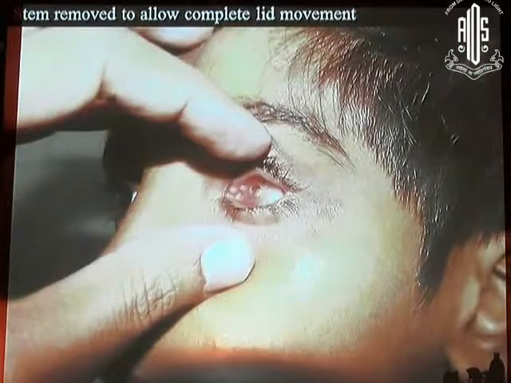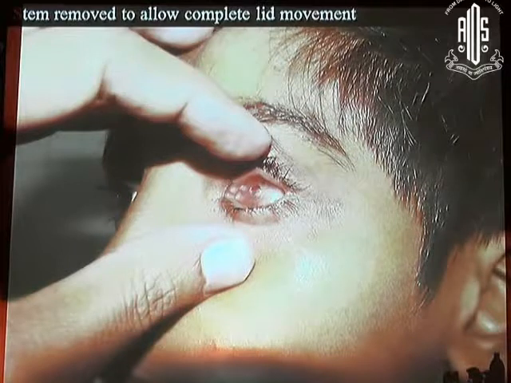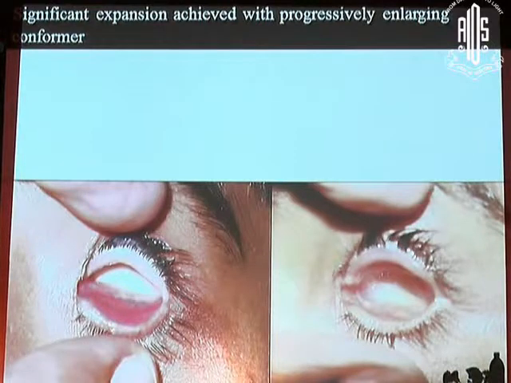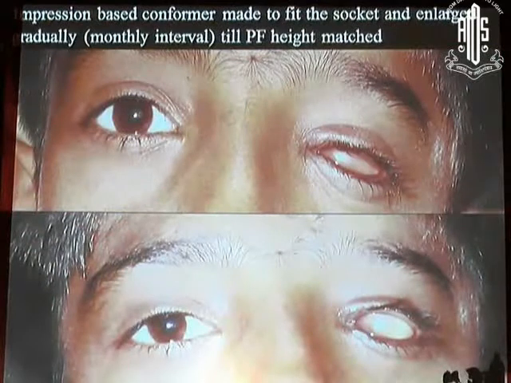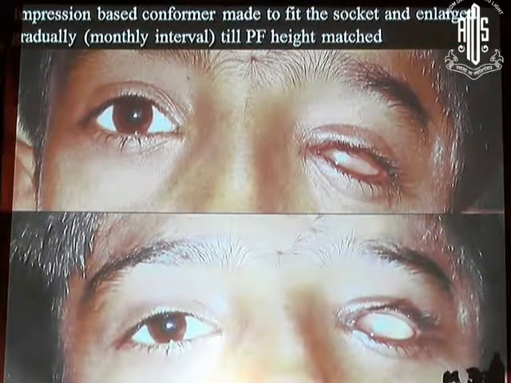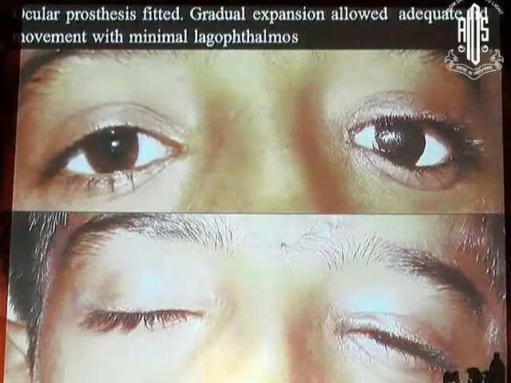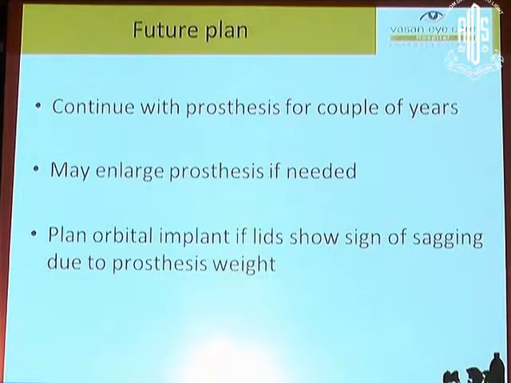In about 2 to 3 weeks of this pressure, he was able to retain the conformer on its own. Once he was able to retain the conformer on his own, we removed the stem and it was left like this. Gradually, we started expanding, and as you can see, within a span of 4 weeks, this inferior fornix, which was very shallow to start with, became reasonably well formed to retain the conformer. Then we gave him a customized conformer, which was serially expanded. And once he has enough space and the prosthesis and opening of the palpebral fissure matched, we'll give him a prosthesis.